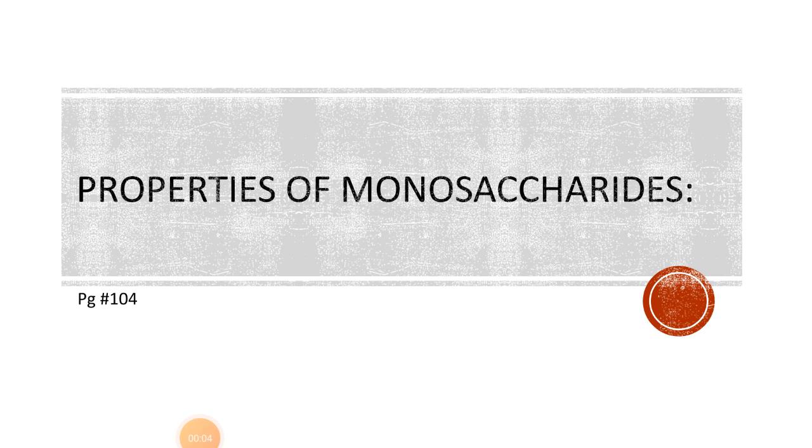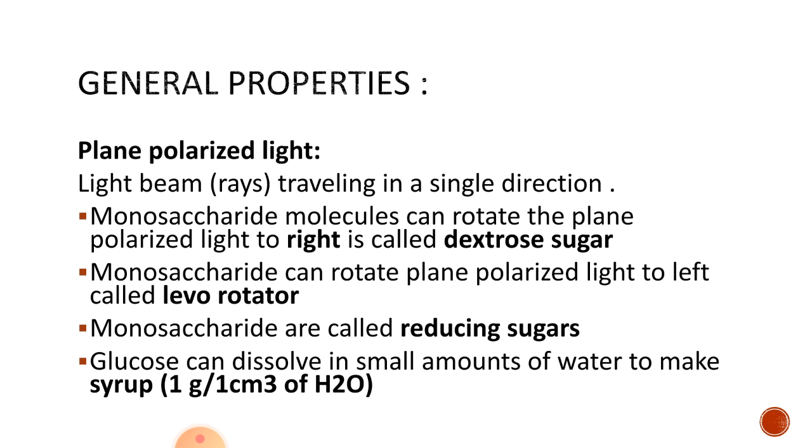Previously, we discussed the classification of monosaccharides. That is the most important question from the exam point of view. I hope that is clear to you all and you have practiced those structures. Today, we will discuss the properties of monosaccharides. It is on page number 104, and first of all, we will discuss the tidbit. It is important in MCQs.